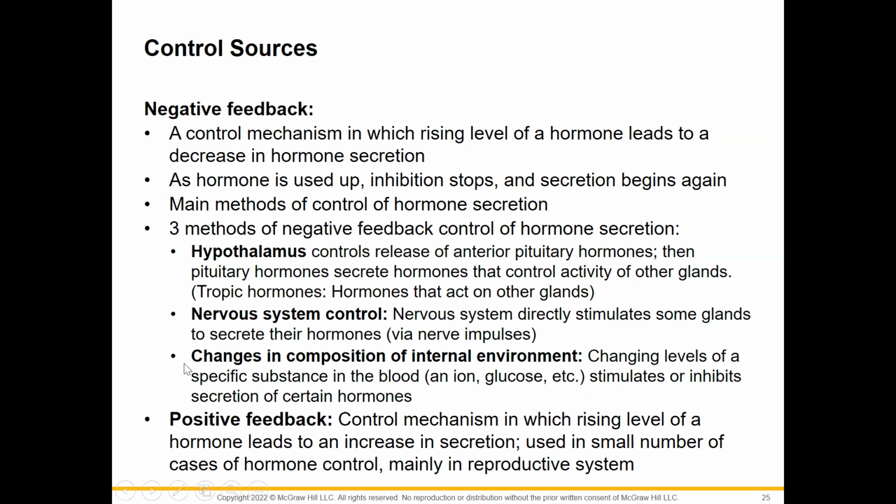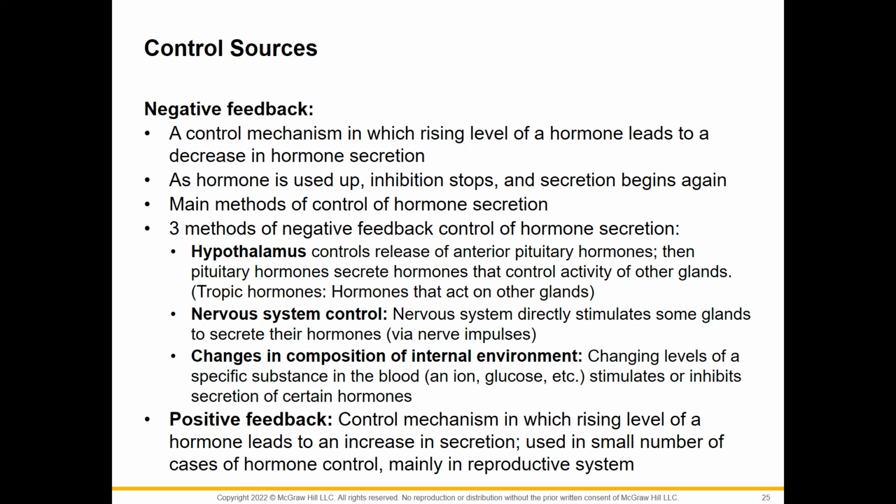Then you have changes in the composition of the internal environment. Changing levels of a specific substance in the blood, for example some kind of ion, or the level of glucose, will either stimulate or inhibit the secretion of certain hormones. For example, you have glucose. You eat a meal, and as you eat, the meal goes down your digestive system. It starts to break down into smaller and smaller parts. You then have amino acids from the proteins that you've eaten. You have glucose from the carbohydrates you've eaten, etc.